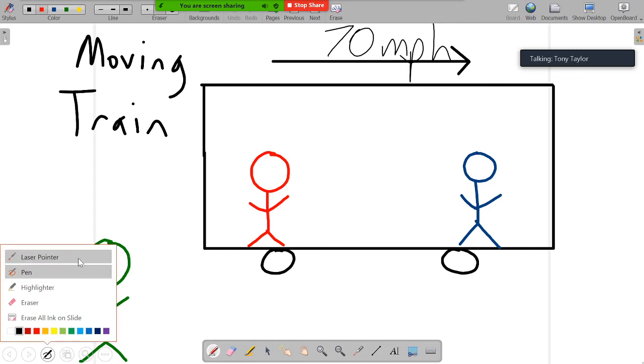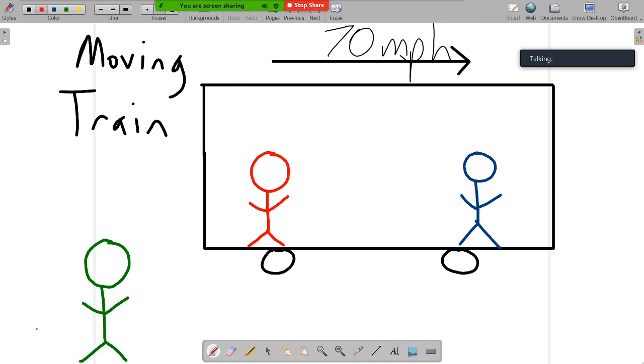But let me ask you guys a question. Well, before I ask the question, real briefly, let us go to the frame of reference that is inside the train and figure out what's happening here. Inside the train, this person is holding a ball in his hands. The person in red decides to throw the ball to the person in blue.